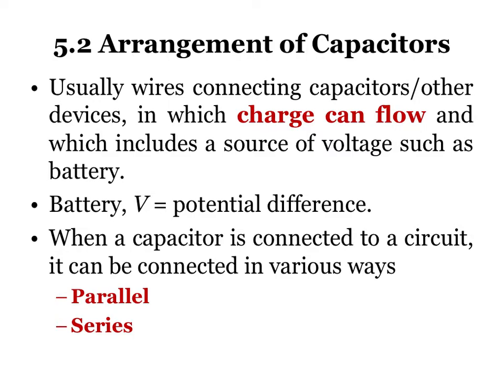Okay, so let's talk about the arrangement of capacitors. When we talk about the arrangement of capacitors, the capacitor is connected to a source of voltage or battery, and we call that circuit a closed circuit. If it is not connected to the battery, we call it an open circuit. The arrangement of capacitors can be divided into parallel and series. So let's talk about parallel first.